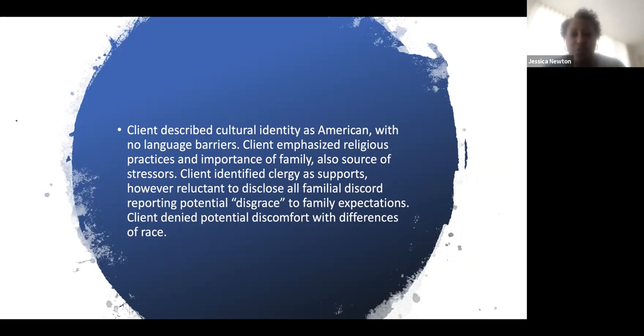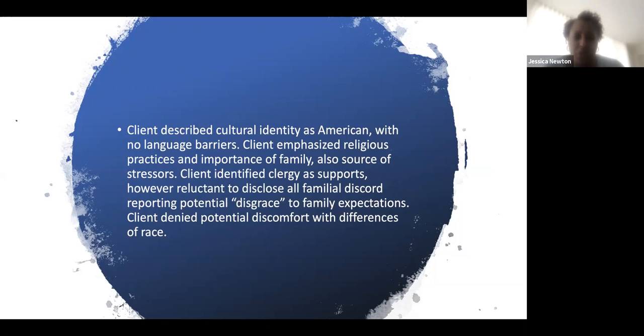Client has emphasized religious practices and importance of family, as well as sources of stressors. So if we look back at that, the client has said that religion is important to them, as well as family. Family is important, but this is also a source of stress. So if we think about family dynamics, there can be so many stressors that can be identified there. We could have different roles that are played in the family that may present as a source of stress.